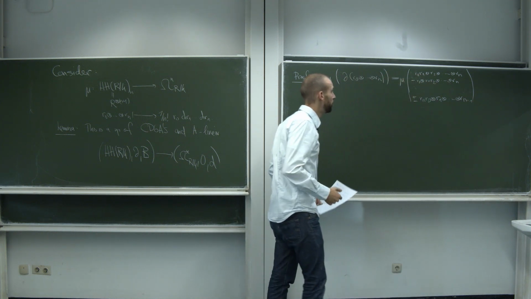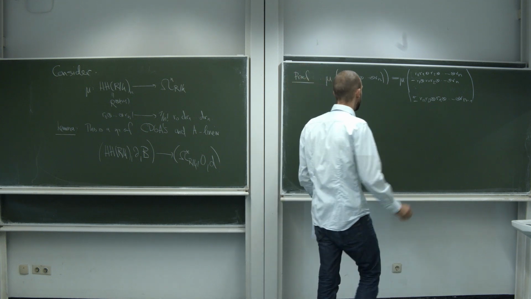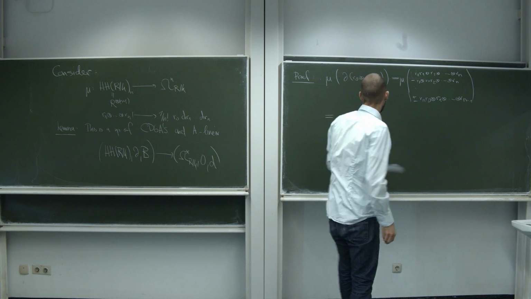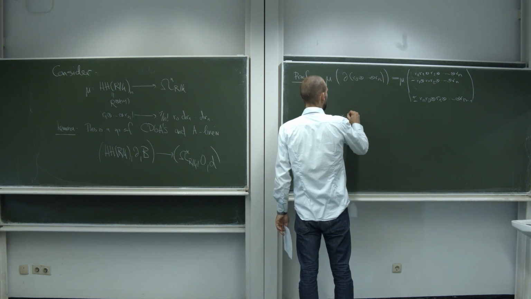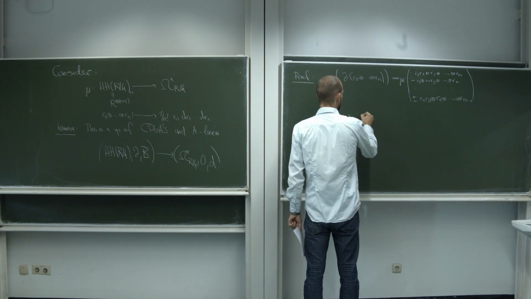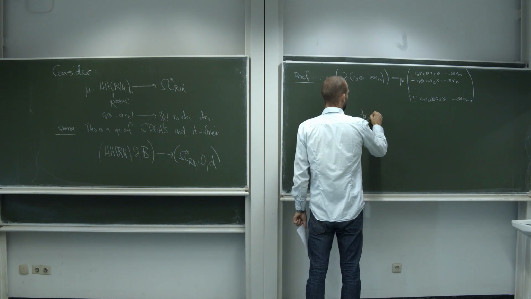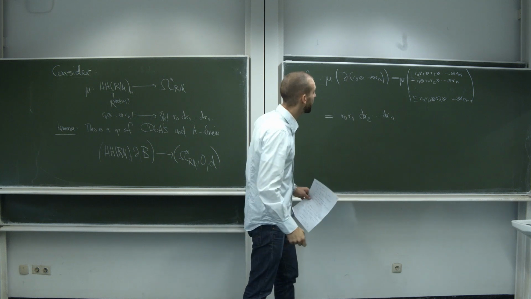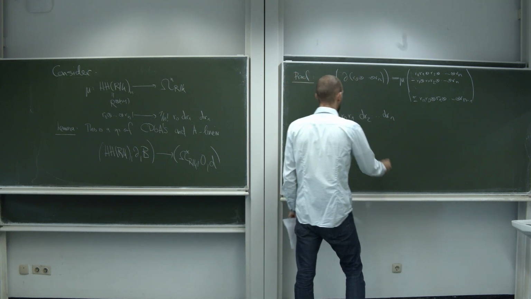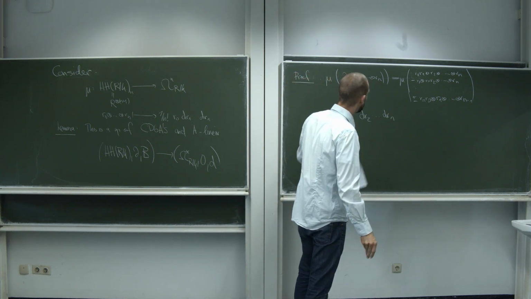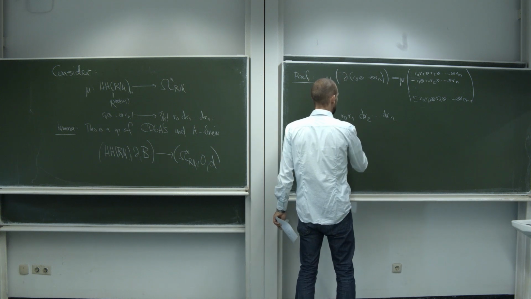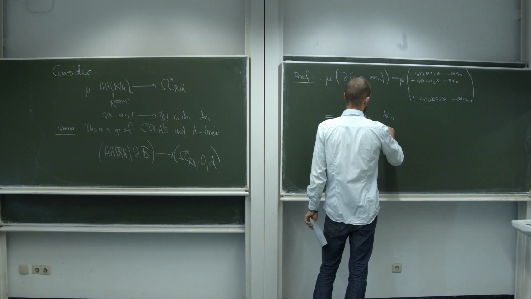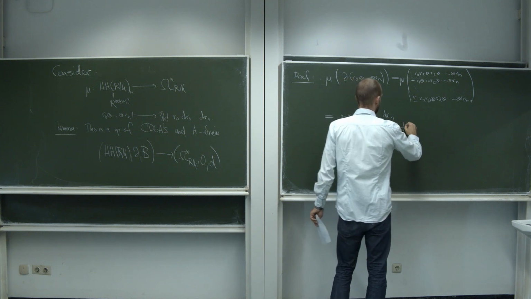And now we have to apply the mu to this, right? So what do we get? If we apply mu to this, the first term is R0, R1, and then we have dR2 times dot dot dot dRn. That's the first term. What's the second term? The second term, we have minus, and then we get R0 times dR1, R2, dR3, dot dot dot dRn.